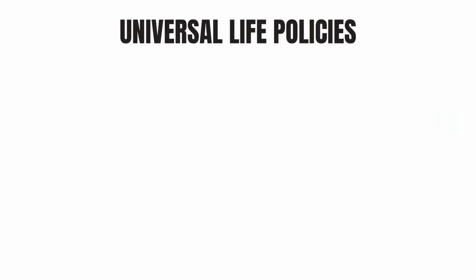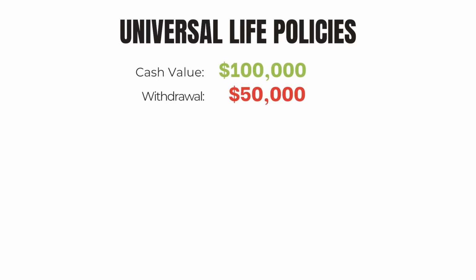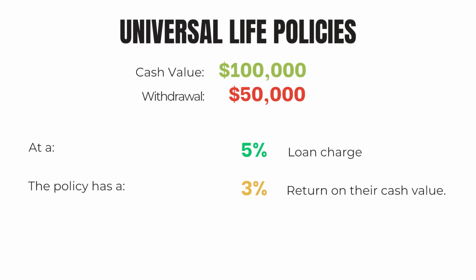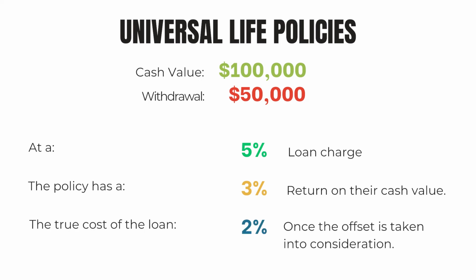Of course, even if the interest charge on the loan is higher than what is being paid in the cash value, the net out effect of what is being charged on the loan can be a lot less than what appears to be. For example, in this same scenario, if the loan interest is 5% and the cash value is 3%, the true cost of the loan is really 2% once the offset is taken into consideration.